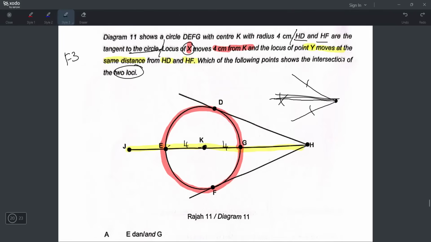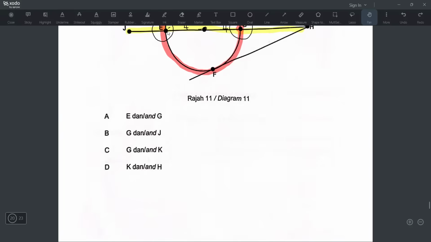Now tell me what is the intersection. Where is the intersection? So the yellow line and the red line, where do they meet, where do they intersect? So it's E and G. E and G is where the two loci meet. That's the intersection. So the answer is EG. So A is the answer.